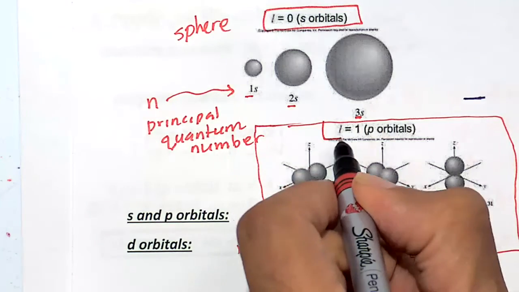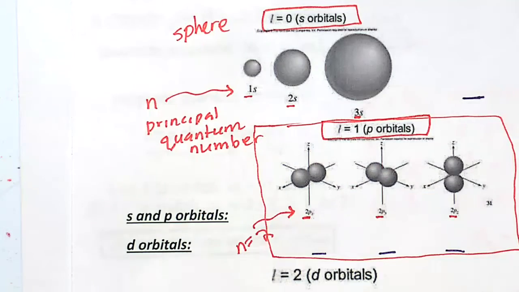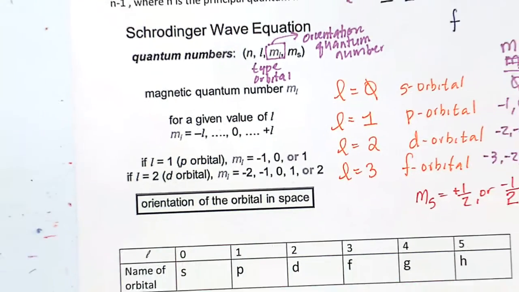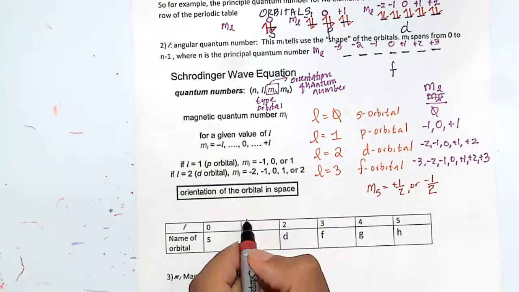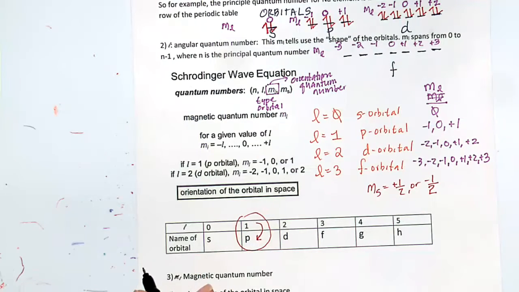Okay, what is L for a p orbital? L equals 1 for a p orbital. How do I know that? That's just something you're going to have to memorize. L equals 1 is code for a p orbital.